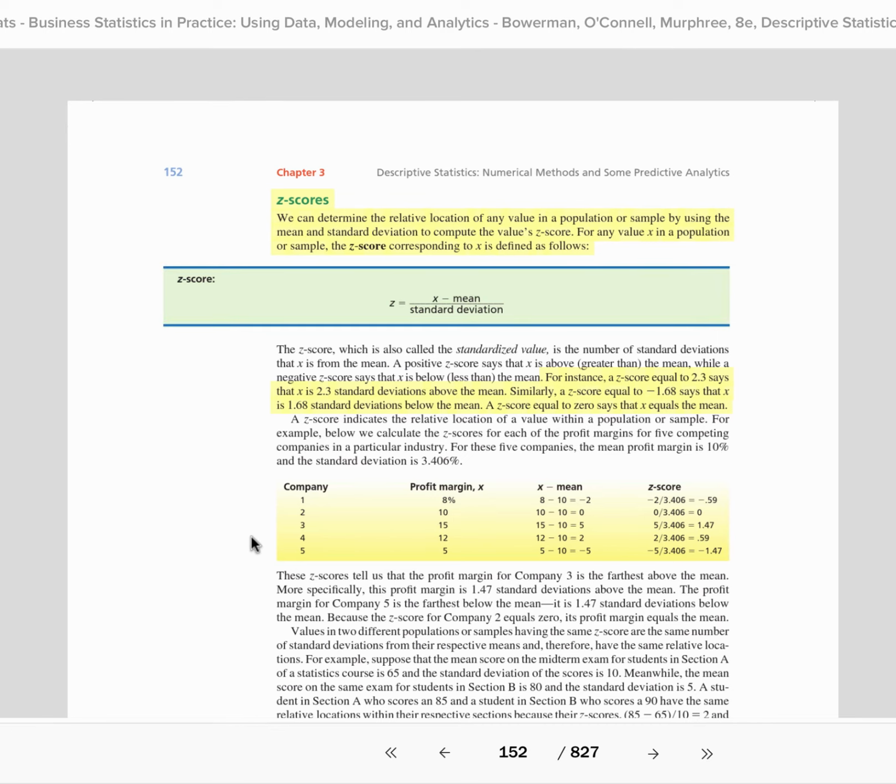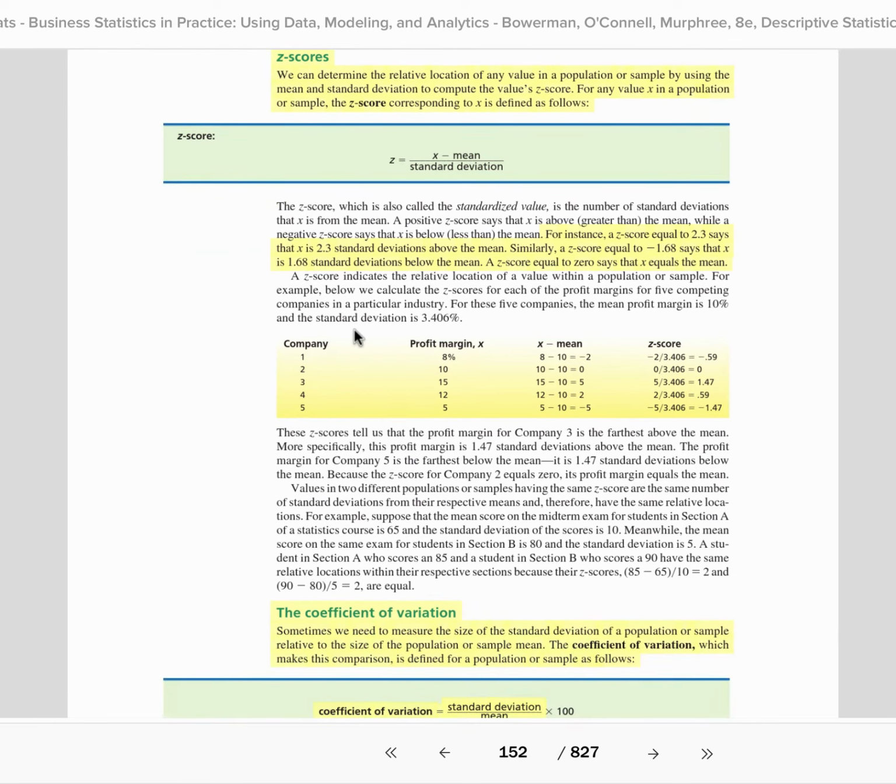This is a very nice example in your book on page 152. So we have 5 companies, and all of them have a profit margin of 10%. And they have exactly the same standard deviation, 3.4%. Now, as you see, using the z-score, you can compare those companies with each other. For example, the z-score for company 2 is 0, which means that it has the same value as the mean profit, the 10%. So there is no deviation from the mean.